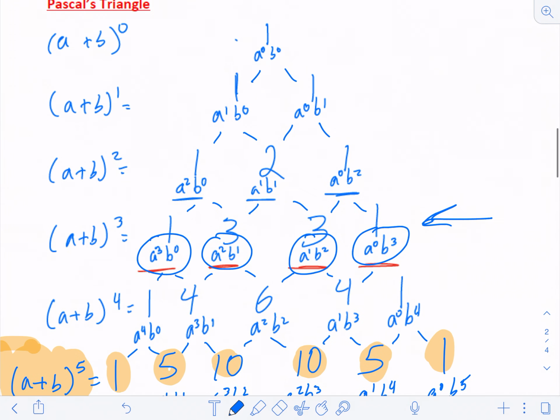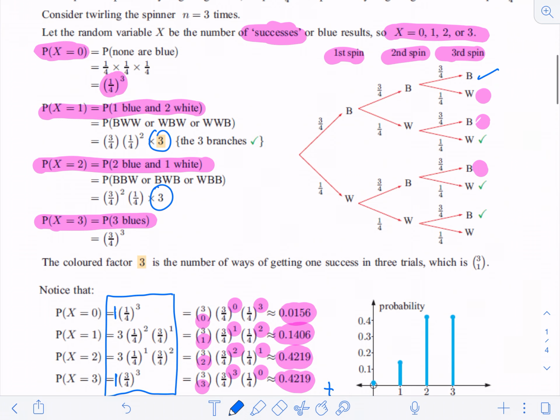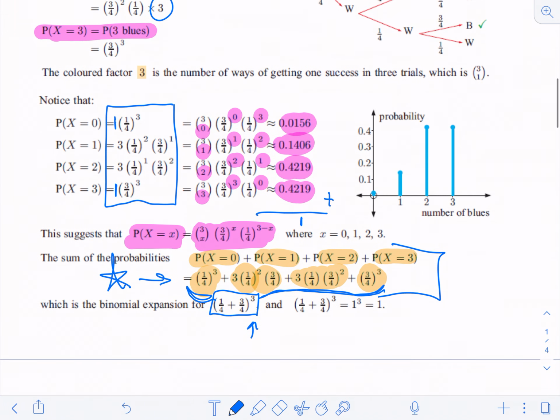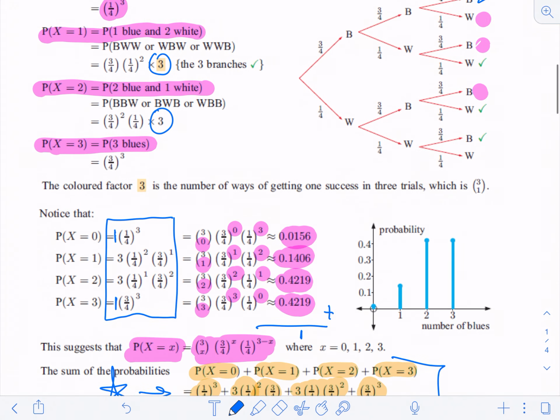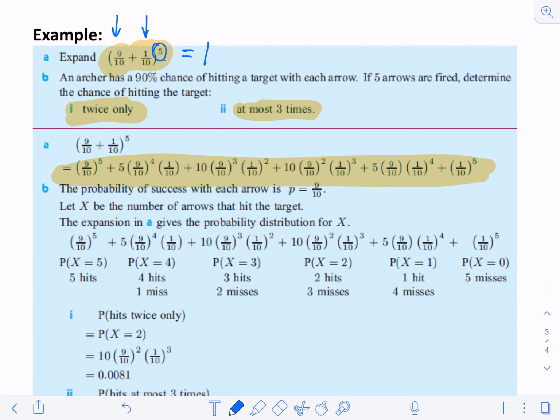Just like I did up here where we said we had 3 spins, we use that exponent right up here as 3 because I did 3 spins of the spinner. So I'm going to say that this 9/10ths plus 1/10ths to the 5th means if I have 5 occurrences of this case, shooting an arrow, I have a 90% chance of hitting a target. I could draw a big tree diagram with 5 different levels, but I don't need to.